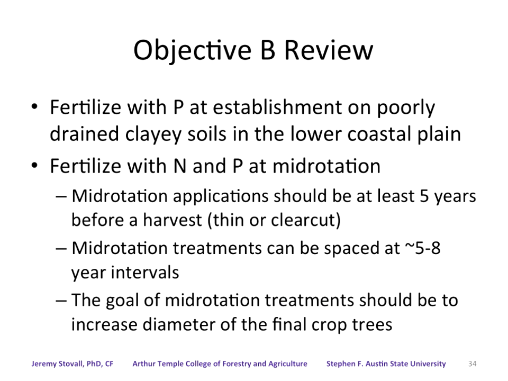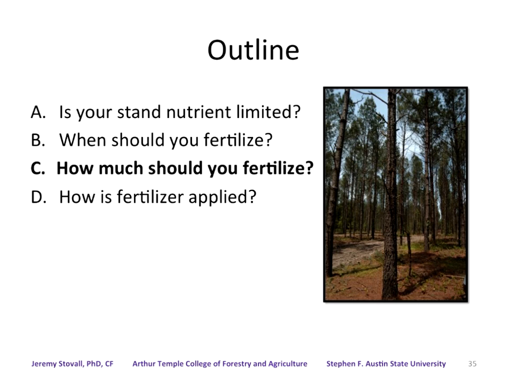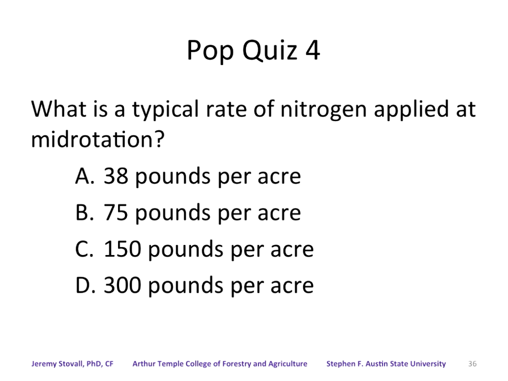Okay, we've already looked at the review there. So this brings us on to our next topic, which is how much fertilizer to apply. So if your stand's nutrient limited, we've seen when in a rotation and when during the year to apply that fertilizer. Now let's think about how much fertilizer you want to put out there. And here's our next pop quiz. We've looked at a number of different rates for nitrogen here on some of these graphs, but let's have you all take a stab at what is a typical rate of nitrogen applied at mid-rotation. Is it A, 38 pounds per acre, B, 75 pounds per acre, C, 150 pounds per acre, or D, 300 pounds per acre?